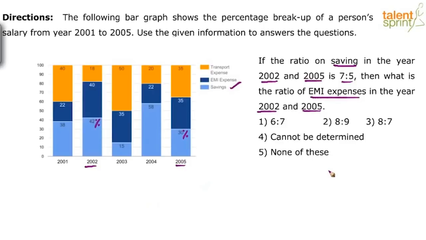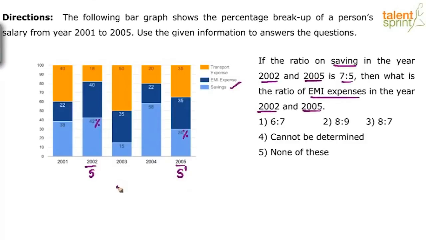Now, easy to do. What can we do here? Let us assume the salary in 2002 is S and that in 2005 is S dash. You actually don't have to do all this drama in the exam, but for the sake of clear explanation, I am writing all these steps in detail. If you are smart, you can do the calculations mentally without putting pen on paper. Now, what ratio is given to us?